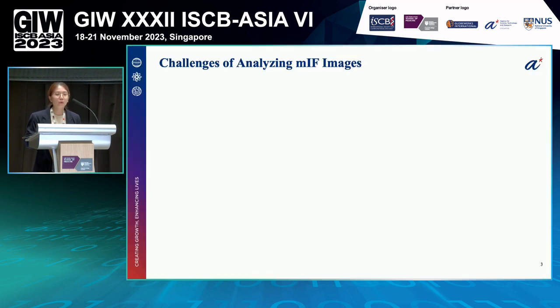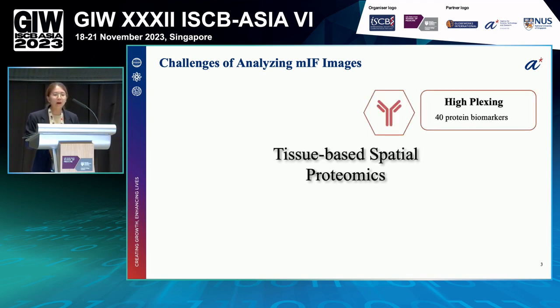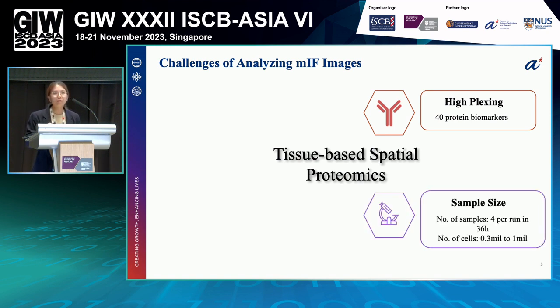So now I'll talk about the quantitative analysis portion, and it comes with its own set of challenges to analyze these MIF images. MIF is a technique of tissue-based spatial proteomics, and these images have a very high plex, meaning that we have a lot of target protein biomarkers. We have 40 in our case, and usually when we run the samples, we have a batch of 4 samples per batch, and we are able to stain and get the images out within 36 hours, and each sample has at least 0.3 million cells.